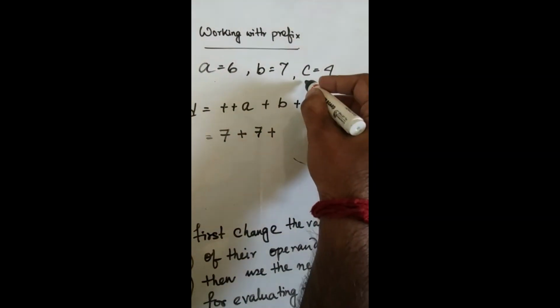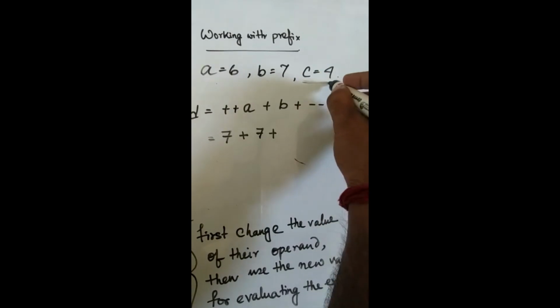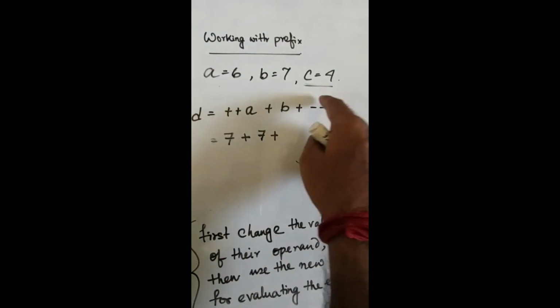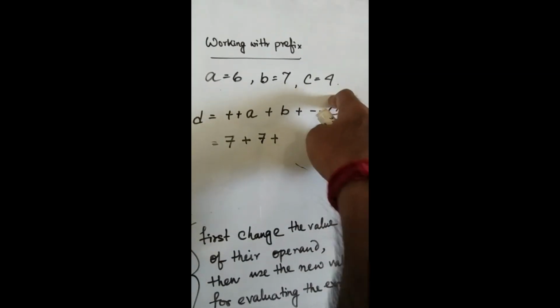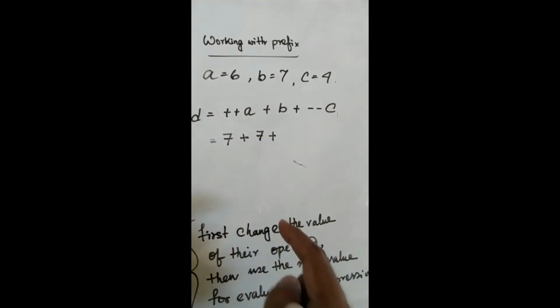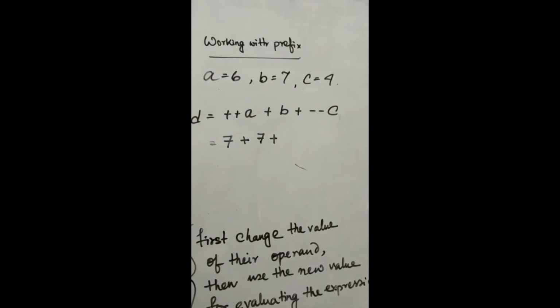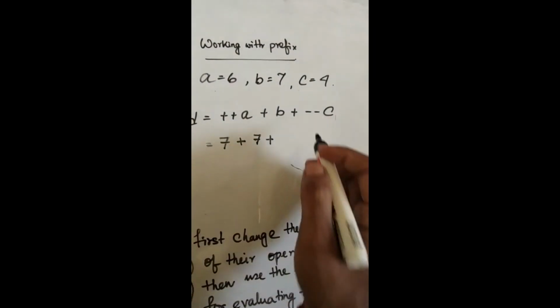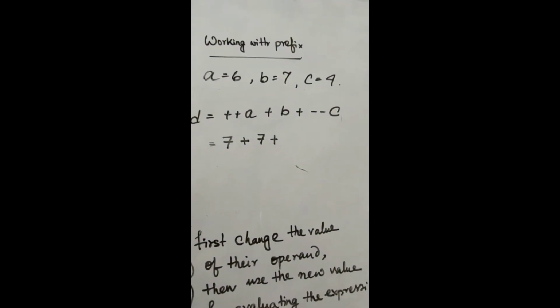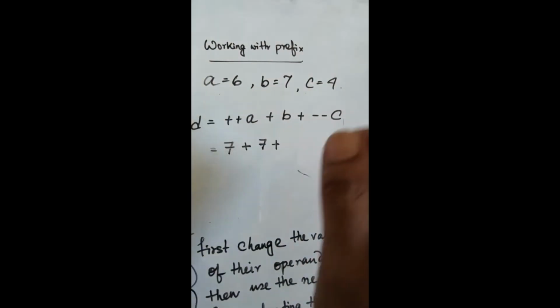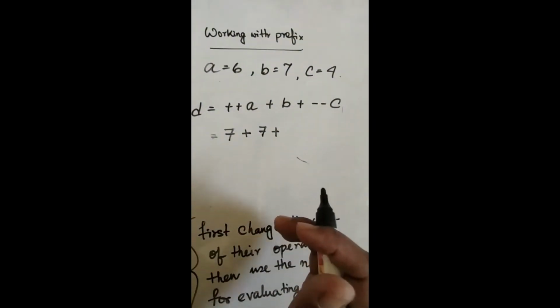The previous value of c, the value initialized by 4, c is the operand initialized with the value 4. Now, after decrementing, the value of c becomes 3, because this decrement operator decrements the value of a variable by 1. So the value of c after decrementing becomes 3.